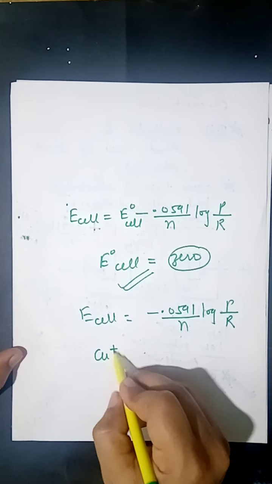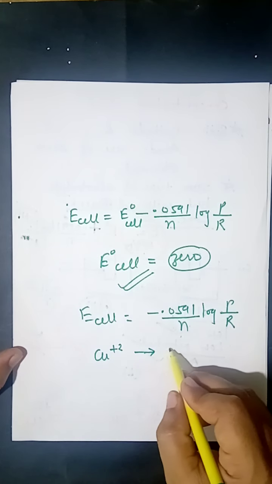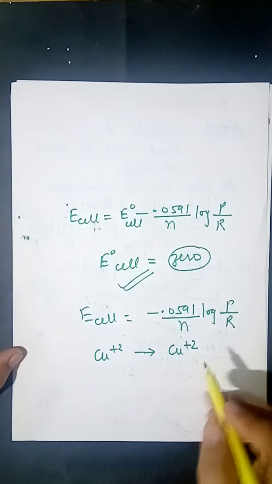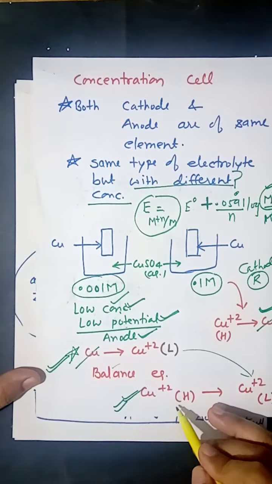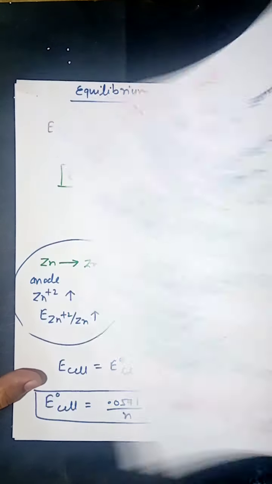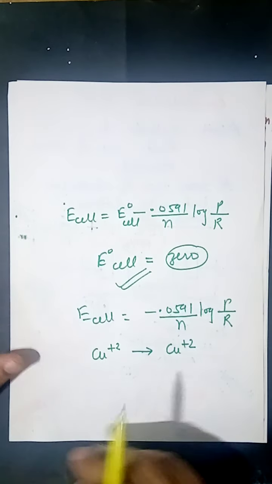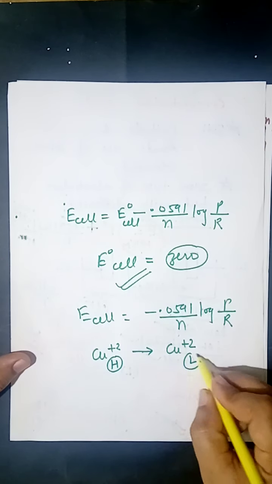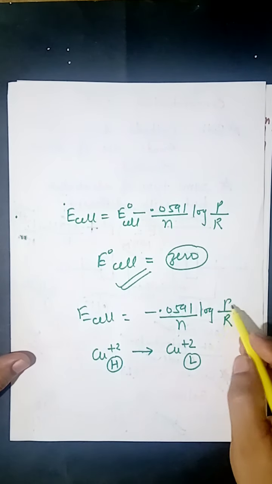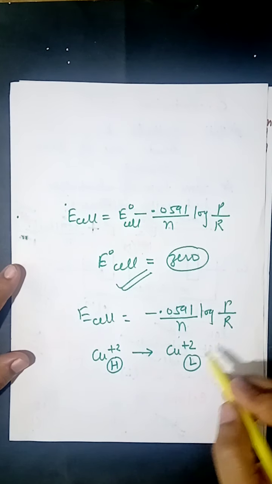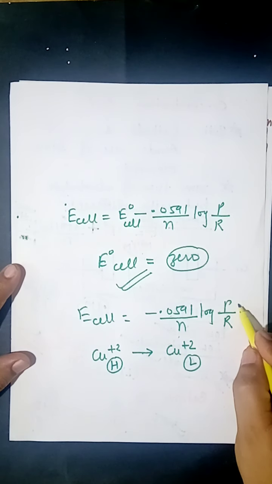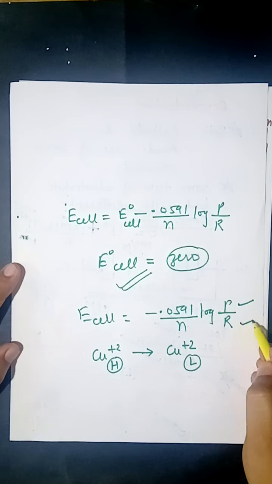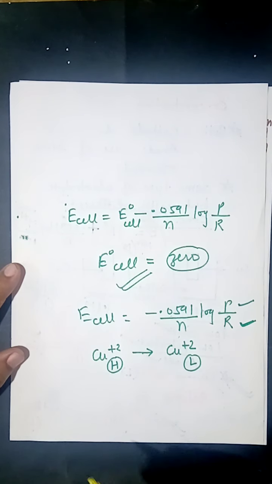So simply you can write E cell equals minus 0.0591 upon n log product upon reactant. If you remember the balanced reaction which we used in the previous slide, it was copper ion converting into copper ion, but you can see here this is high and this is low. This is very important for us to mark, because both copper ions look the same, so this is of high concentration and this is of low concentration. As per the formula, it is P upon R. So here the copper ion of low concentration, and here you have to write copper ion of high concentration.